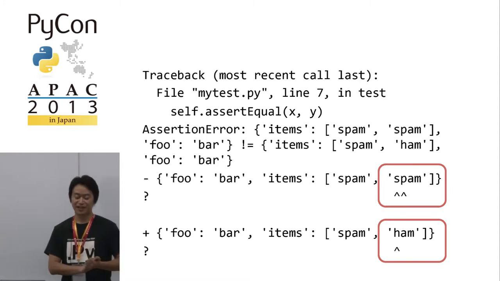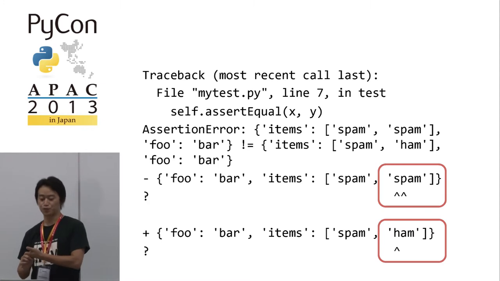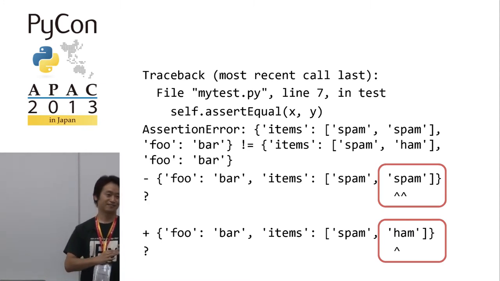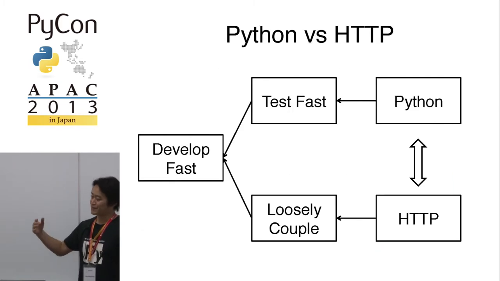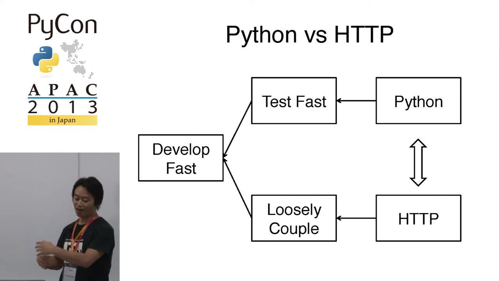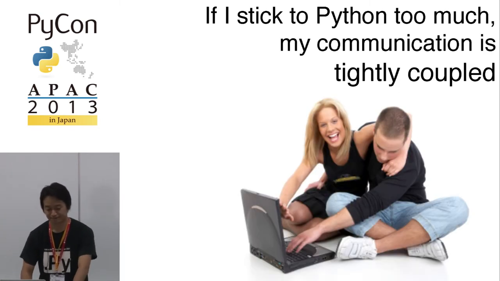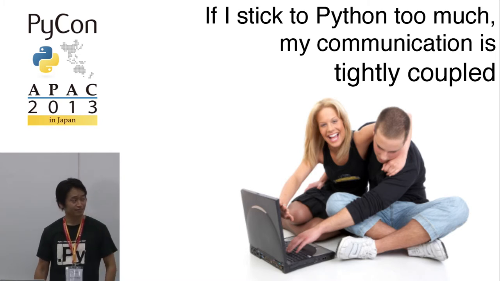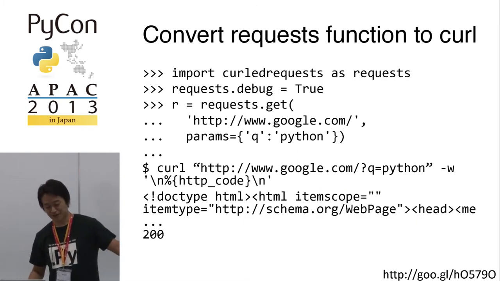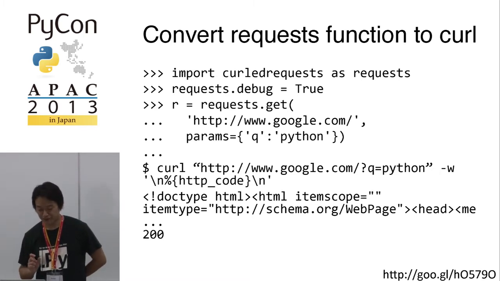If I stick to Python too much, my communication is tightly coupled to Python, so my PHP program or Java program or Ruby program, whatever, it's hard to communicate. So I want to loosely couple my communication. This is one approach: I wrote a little code and put it on Gist. This is a little wrapper for the requests module.